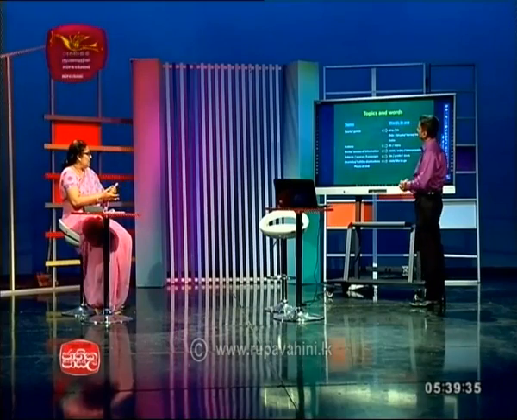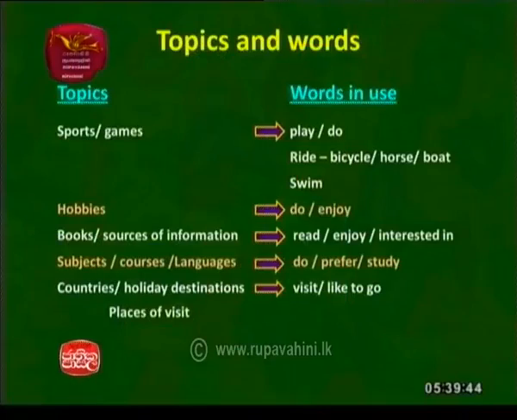Now, they may ask about the sports or the games that students prefer. Then you can use these words: play, do, ride a bicycle, ride a horse, a boat, or swim, like that. Now, we'll say, many students like to play a game. Most of the students ride bicycles than horses, right? Least number of students prefer swimming. So normally play or do would come, because they have to use one verb continuously. So if it's a sport, normally play or do would come.